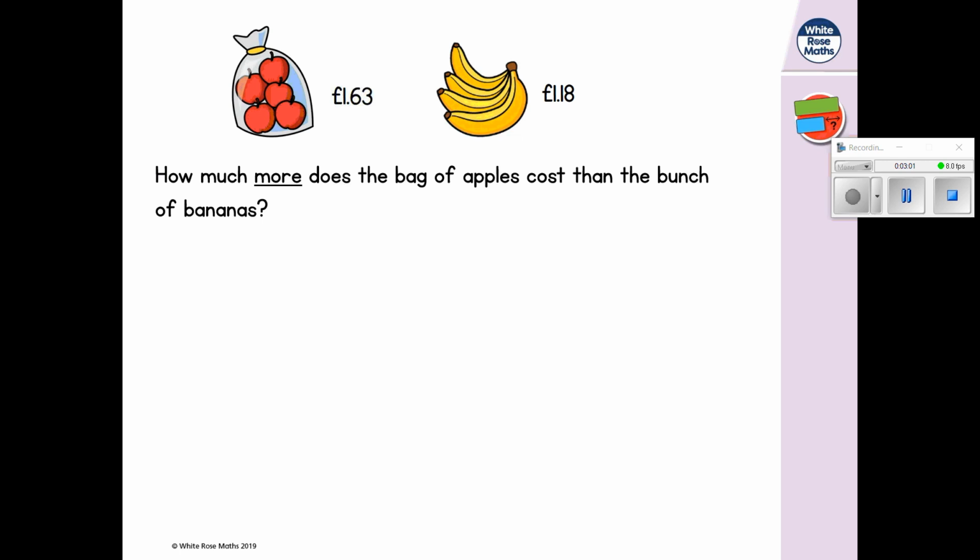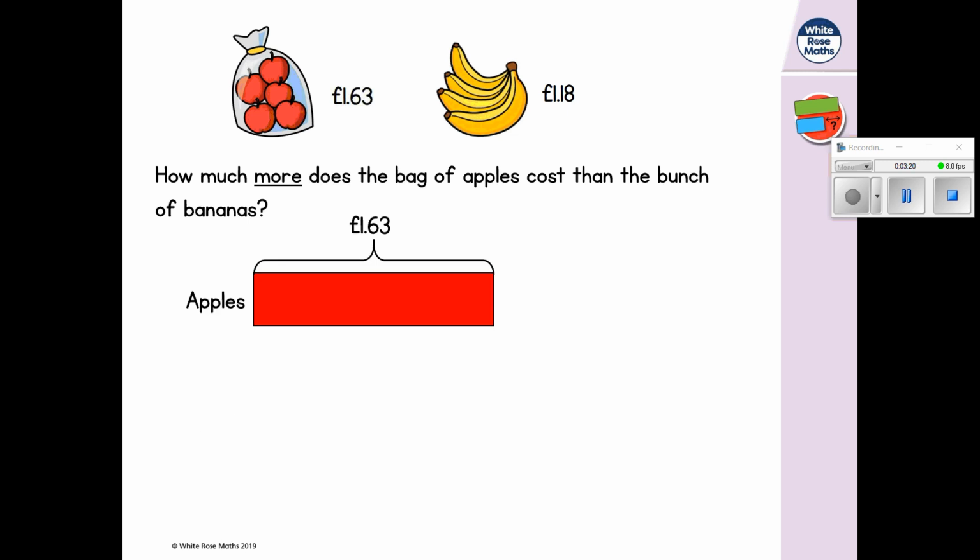The bar model is really useful because too often, when we see the word more, we think we need to add. Sometimes we might need to, but in other questions we need to subtract. And using a bar model helps us to overcome this confusion. Let's look at the bar model. The apples cost £1.63 and the bananas cost £1.18. We want to know how much more the bag of apples costs than the bunch of bananas.